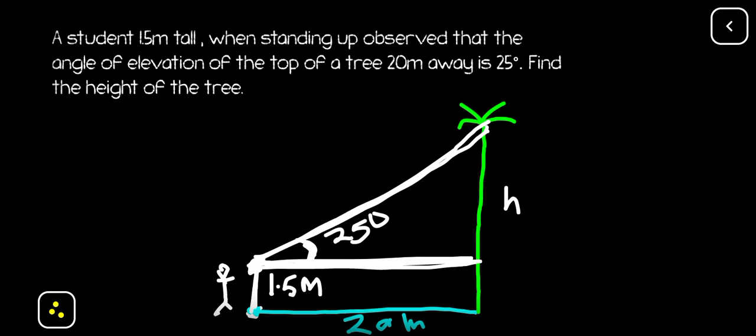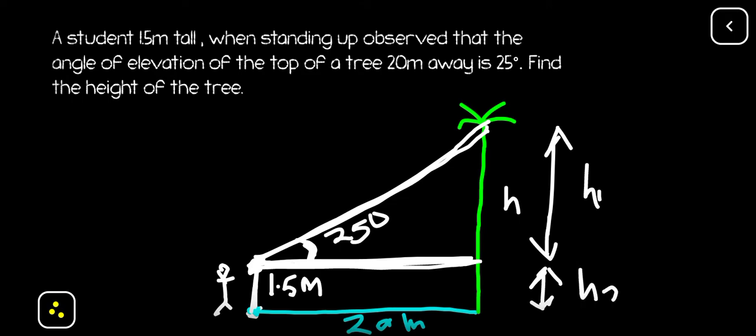Now they're giving us 1.5 meters here for his height, which will help us to find the height of the tree. Because when he's standing, he actually takes 1.5 meters away from the tree. So the original height of the tree will be the remaining part of the tree. Let's call this side the remaining part of the tree, H1, and this other side of the tree that his height has taken up, let's call it H2. So H2 is obviously 1.5 meters, because that is his height, and that is the part of the tree that his height has taken over.